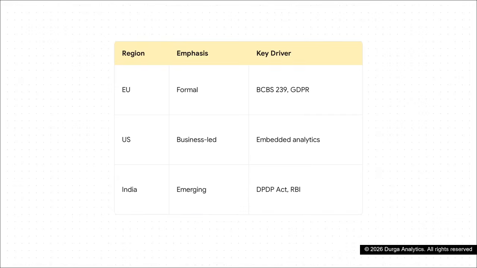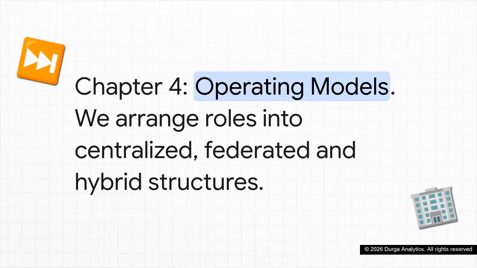But listen, underneath all those localized titles and varying regulations, the 4 core jobs, owner, steward, custodian, and lead, remain exactly the same. So now that we know exactly who the key players are, the next logical question is, how on earth do we organize them?